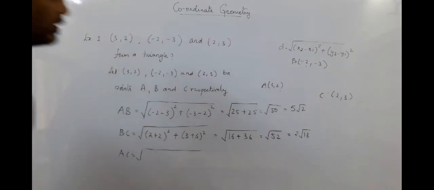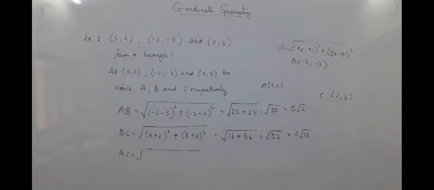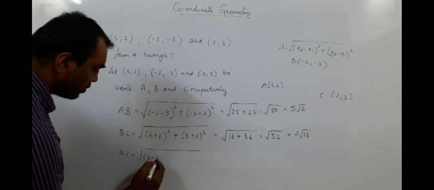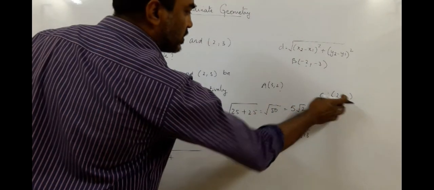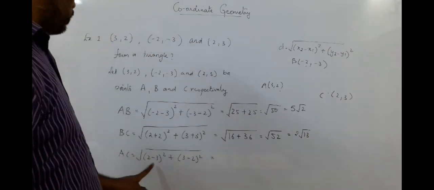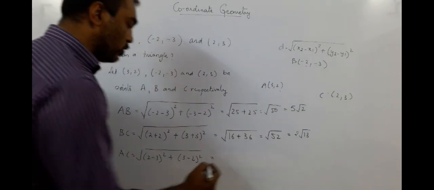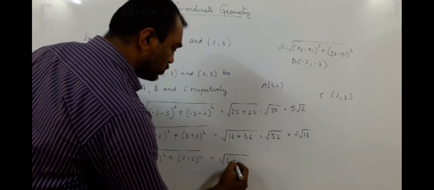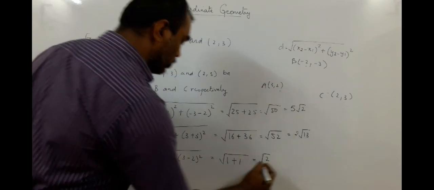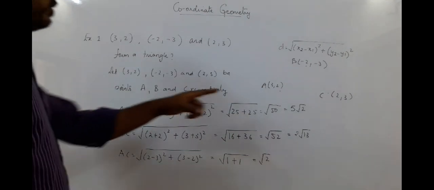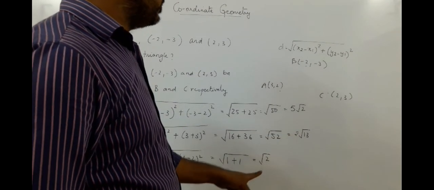So what do we have in AC? Yes, which are the points we have? We'll take C, 2 minus 3, the whole square, plus 3 minus 2, the whole square, equal to 2 minus 3 is -1, the whole square is 1, and 3 minus 2 is 1, whole square is 1, so we get root 2. I hope this is what you have got, right? So we have got 5 root 2, 2 root 13 and root 2.